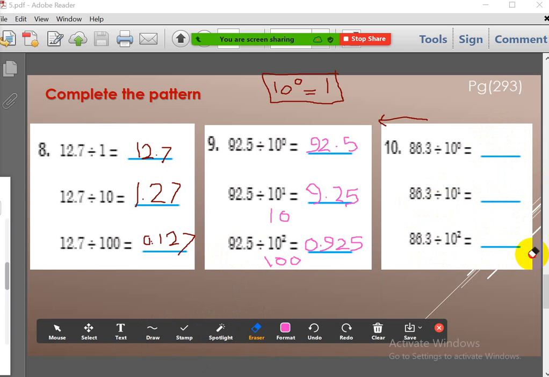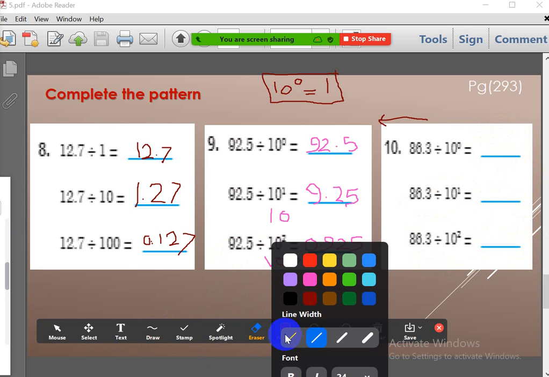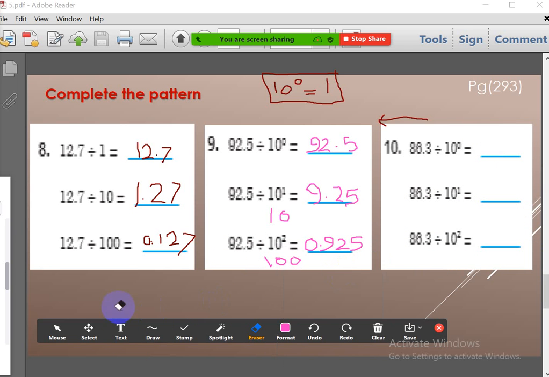Okay, now number 10. Also, I want to divide here 86.3 divided by the powers of 10. 86.3 divided by 10 power 0 equals the same number, 86.3. Now what about the second one?